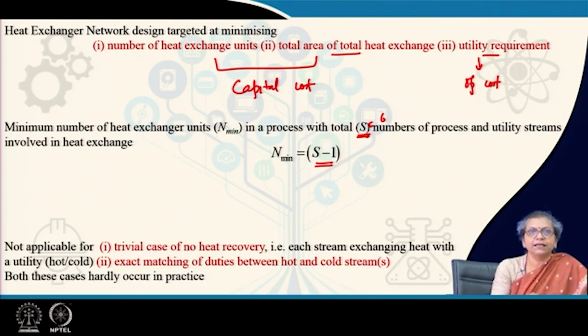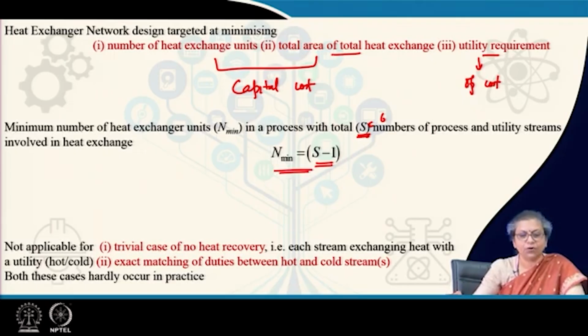Firstly, it is not for the case of no heat recovery. We will definitely not do the problem for that. That means each stream is exchanging heat with the utility. That is ruled out, and so is when there is exact matching between the hot and cold streams. Both of these hardly occur in practice. So, unless these two cases occur, the minimum number of heat exchange units is given by this particular formula.